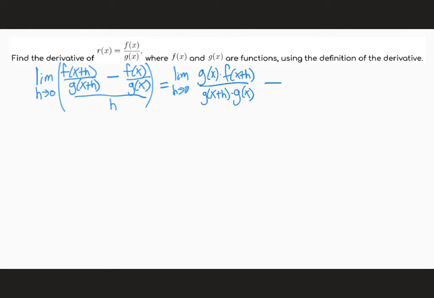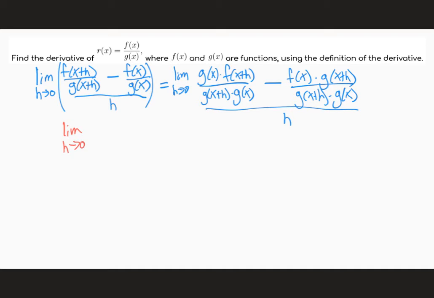On the right side, we're going to have f of x times g of x plus h. And on the bottom, we're going to have g of x plus h times g of x. And that's still all over h. I'm going to combine my fractions, and since we're dividing by h, that's going to live on the bottom. So we're going to end up in the next slightly simpler step.